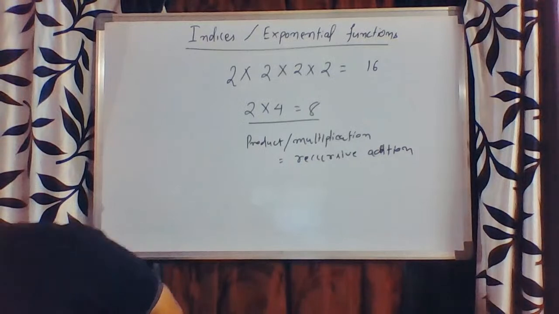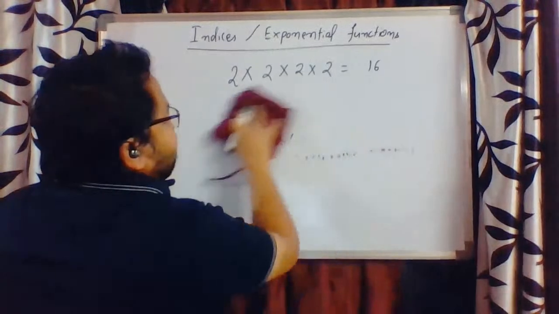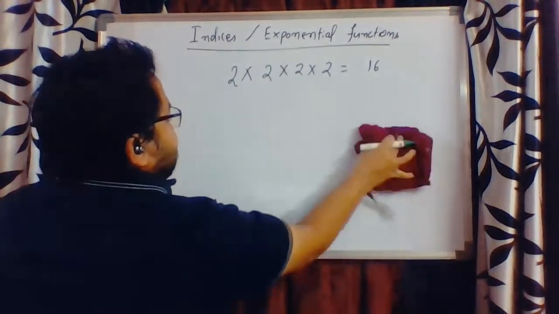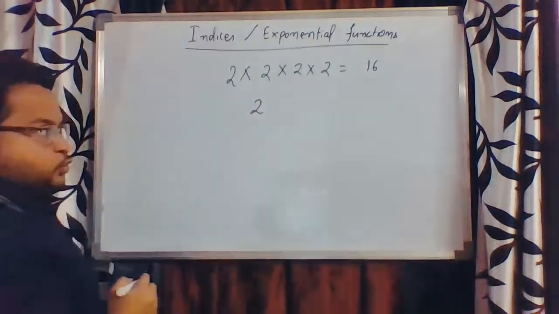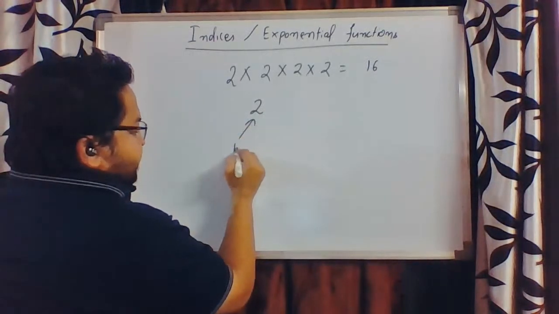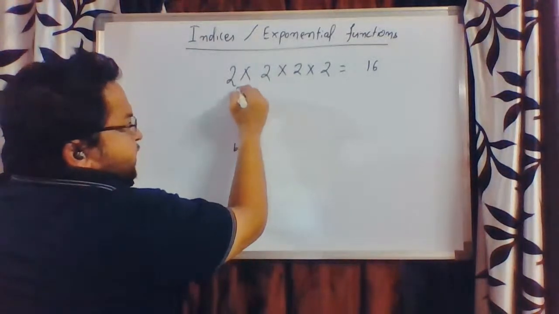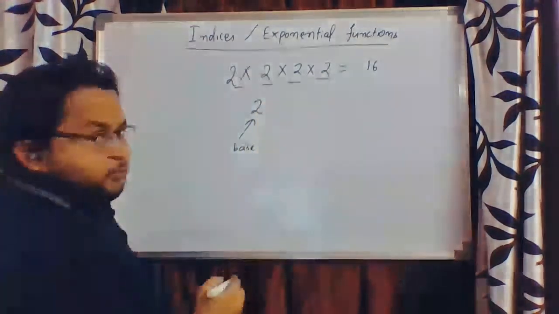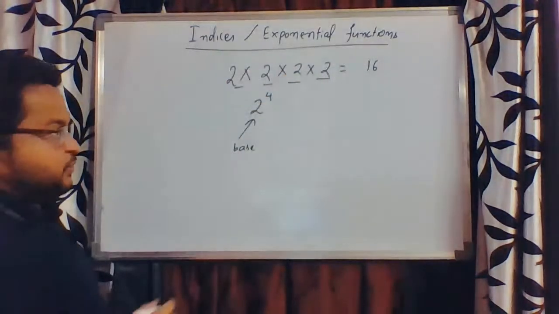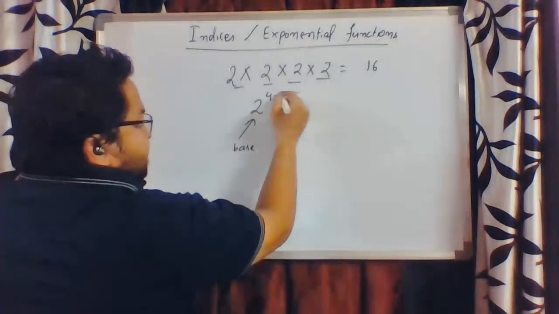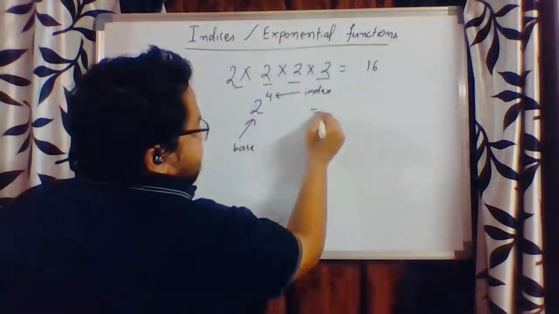Now, if I want to express it as indices or an exponential function, let us see how we define that in mathematics. In mathematics, we write 2, which is called the base, and we write a superscript. And what is a superscript? The superscript is how many times it is multiplied. Here it is multiplied 4 times, so I'll write 4 as a superscript. And obviously this 4 is called the index, right? And the answer is 2 to the power 4.